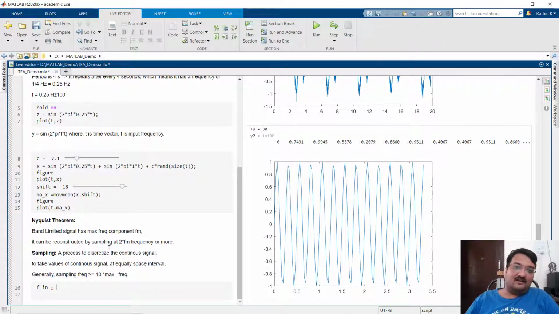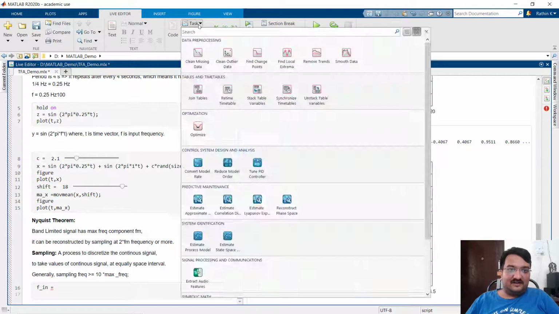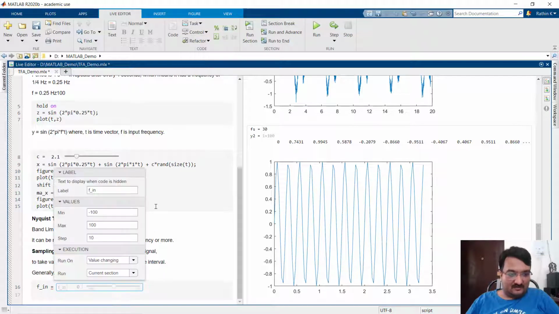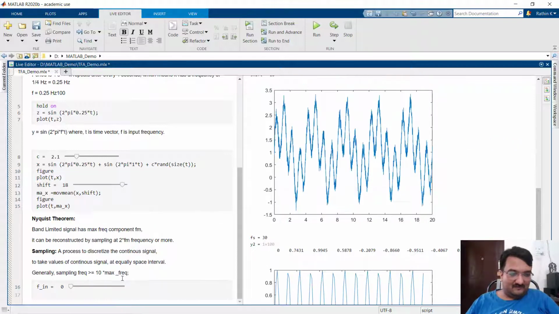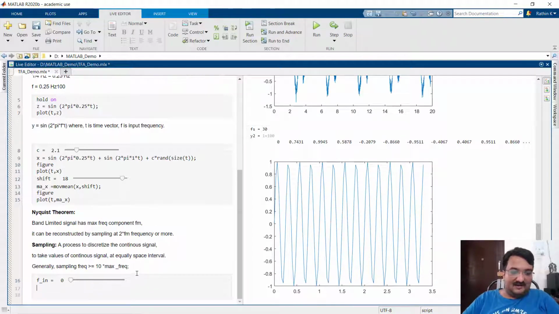Instead of writing any value, I'll put a slider here which will give you a better idea. It's a frequency, so it cannot be negative. I'll increment it by 1 and keep it limited to 20. For the illustration, 20 is fine. Let's take one more frequency, which is your sampling frequency.